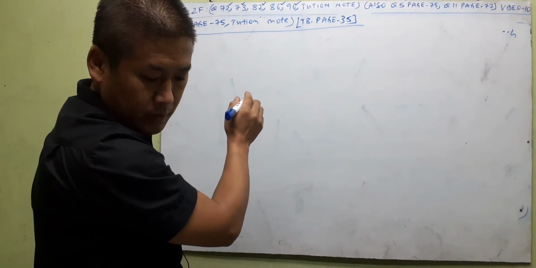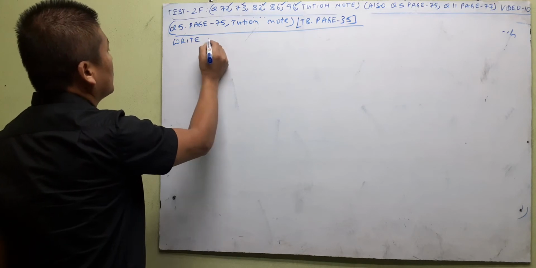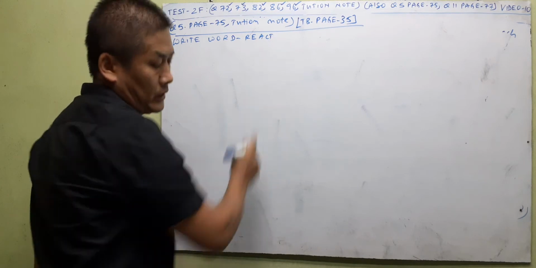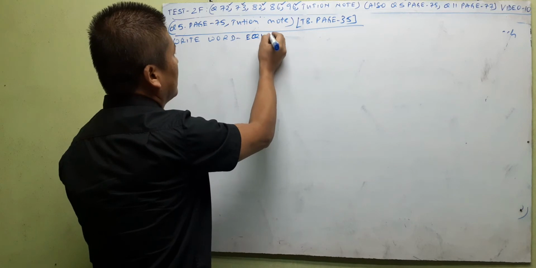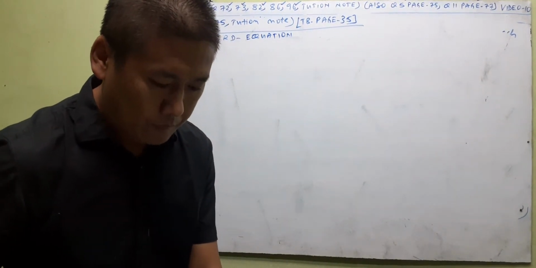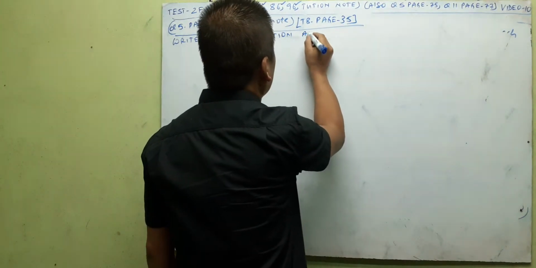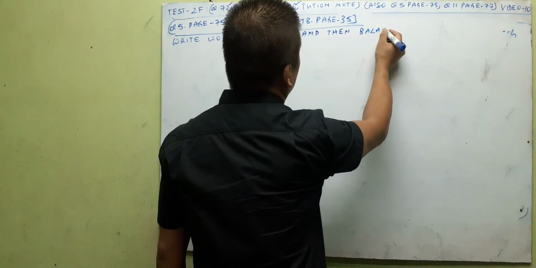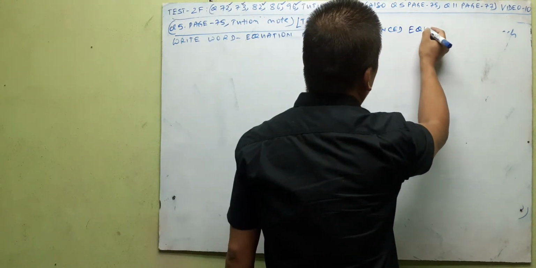Write word equations and then balance equations for the reaction. So very important question, this one. Word equation. First you write the word equation. And then balanced. Write word equations and then balanced equations. So we have to balance. Keep your pencil ready.